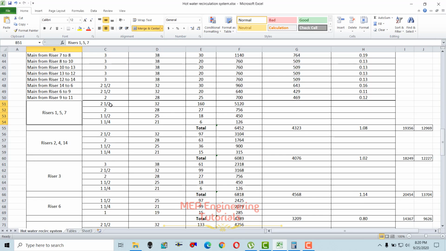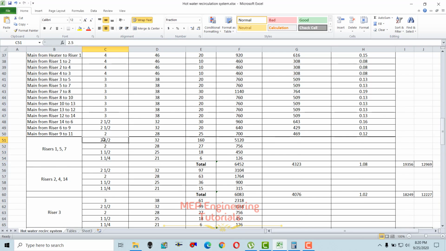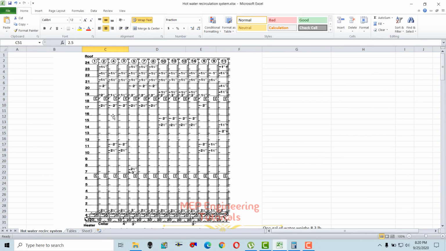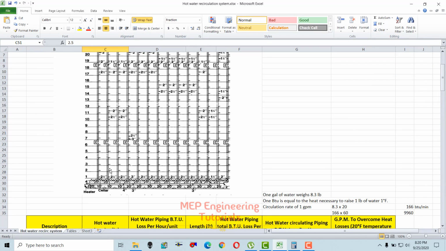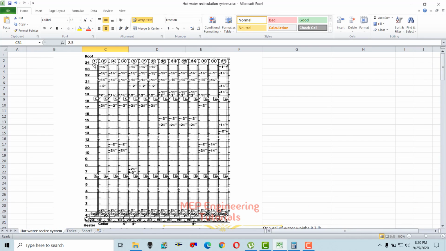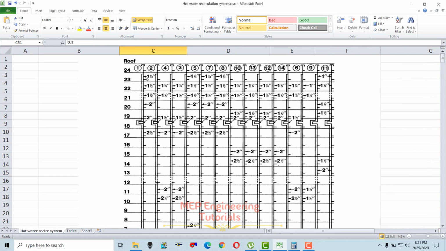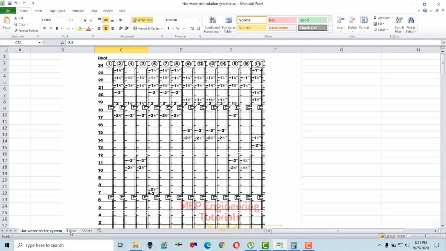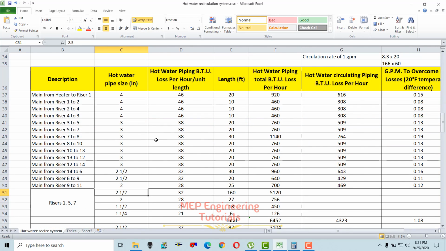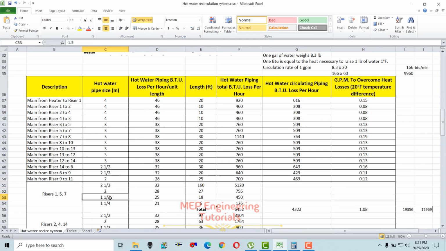So riser 1, if you see, which pipe do we have in riser 1? I'm talking about the hot water piping, what we have here in riser 1. So in riser 1 we have 2.5 inches, 2.5 inches, 2 inches, 1.5 inches and 1/4 inch. So we have to write all this pipe there. You can see that 2.5, 2, 1.5 and 1/4. So all of the pipe you have to write in here accordingly.